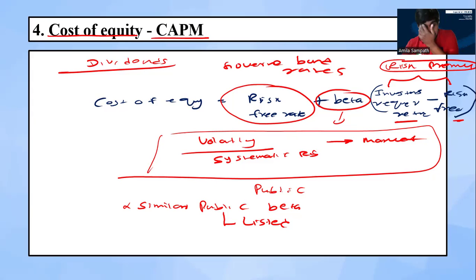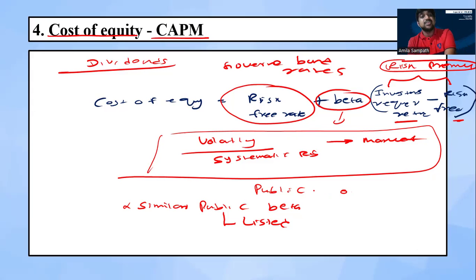Normally, let's assume I select the beta of one company. First, I need to remove the leverage impact from that selected company beta. That means if it is a levered beta, I need to remove the debt to equity ratio impact, the leverage impact, and convert it to the unlevered beta. Then, using that unlevered beta, we can convert it using our company debt to equity ratio into our levered beta. I have an example and I will explain using that. This is the way.